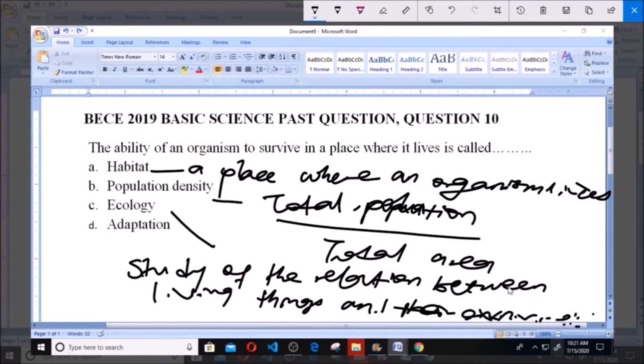But then adaptation, on the other hand, is the ability of an organism to survive in its habitat. That is what adaptation is: the ability of an organism to survive in its habitat, and habitat is a place where an organism lives. So therefore our answer is adaptation.